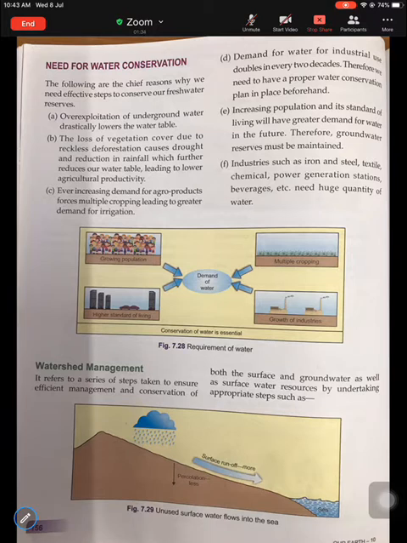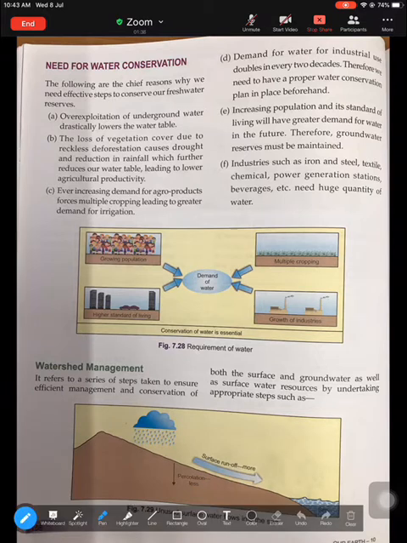So, what do you mean by water conservation? Water conservation means, please underline, water conservation means using water resources wisely. So we must ensure that we make use of water resources wisely so that there is no wastage and no shortage in the future. Now, what are the chief reasons why we need effective steps to conserve our water? What are the different reasons?